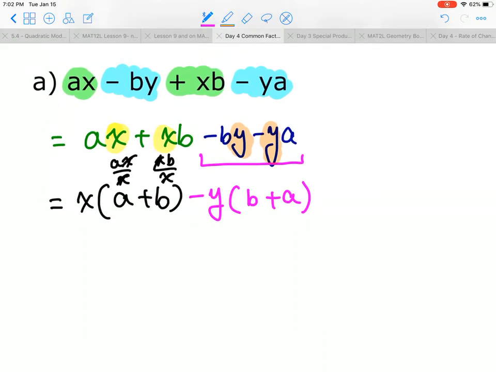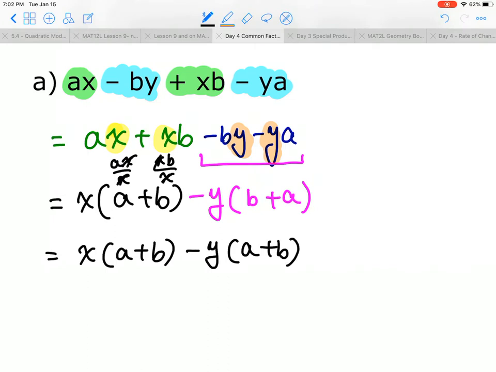Hopefully you see it, but just for you, I will rearrange it. So a plus b, then minus y, a plus b again. Now remember, a plus b or b plus a, they're the same thing, right? 1 plus 2, 2 plus 1, well, both are 3, so both are okay. So we can actually change the order.